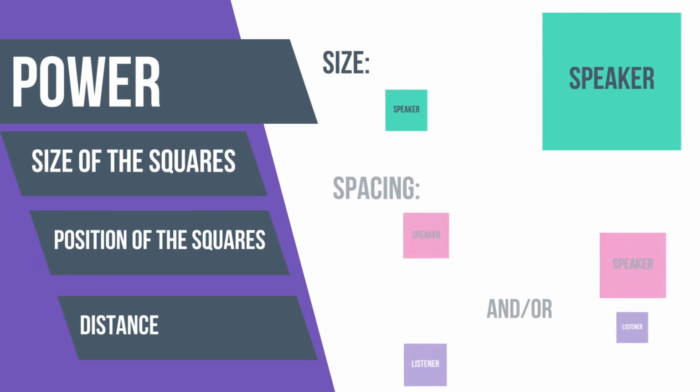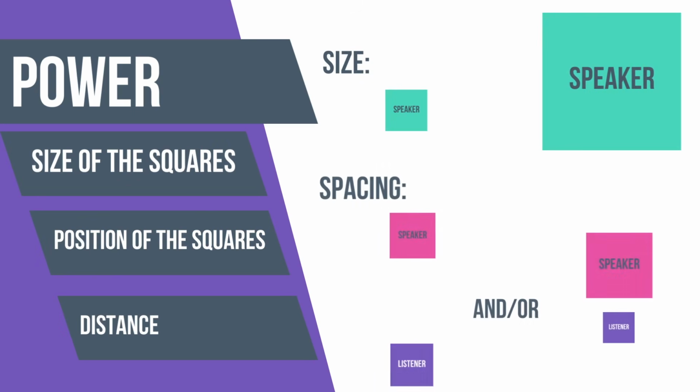And power can be depicted in a number of ways, by making the size of the speaker square very big, perhaps increasing the distance between the speakers and the listener. This is what I love about family maps. It just has to make sense to you. But you can play with all of these different elements.